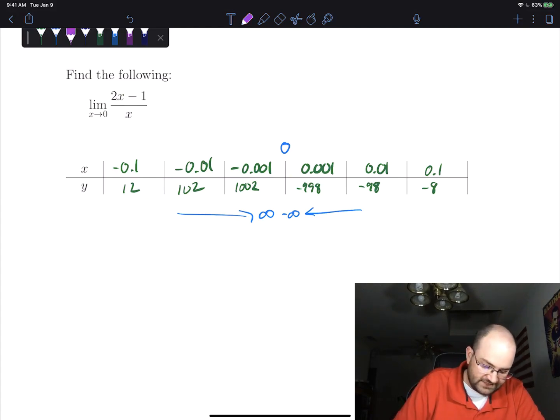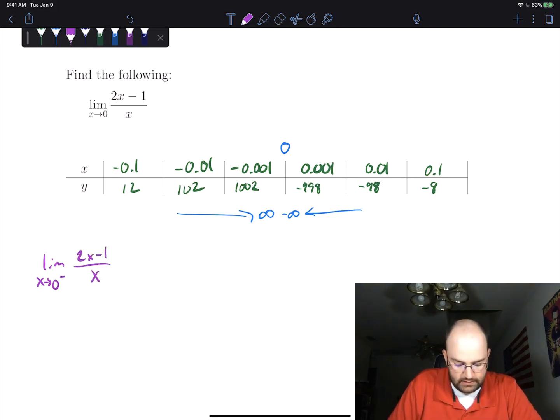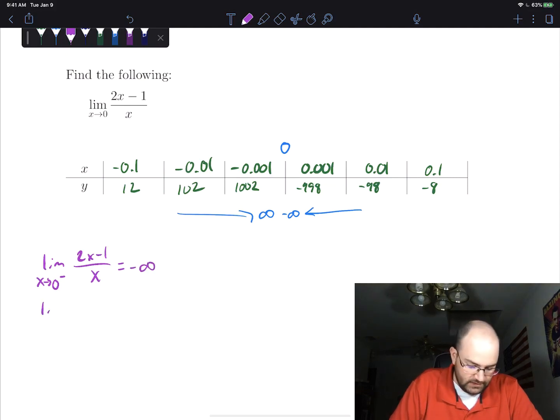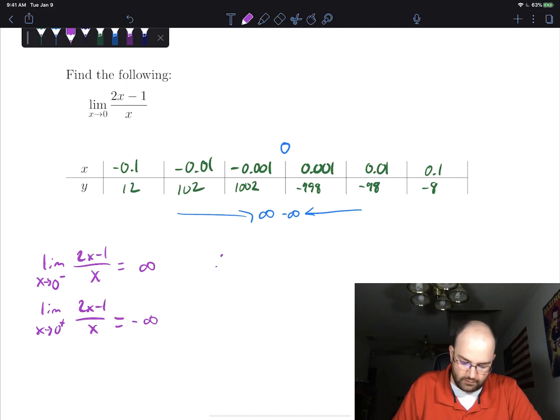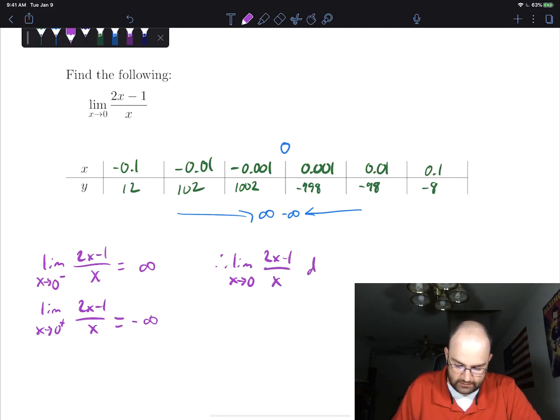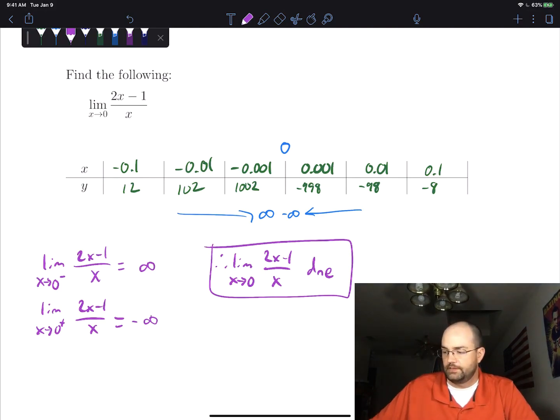Therefore, the limit as x goes to 0 from the left-hand side of the function (2x minus 1) over x is positive infinity, my apologies, and the limit as x approaches 0 from the right of the function (2x minus 1) over x is equal to negative infinity. Those two are not the same. Therefore, the limit as x goes to 0 of the function (2x minus 1) over x simply does not exist. That's it. There's nothing else we can say about it.